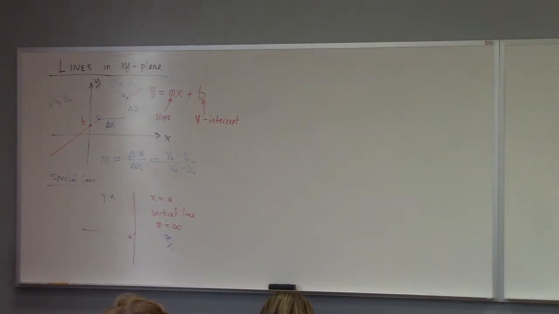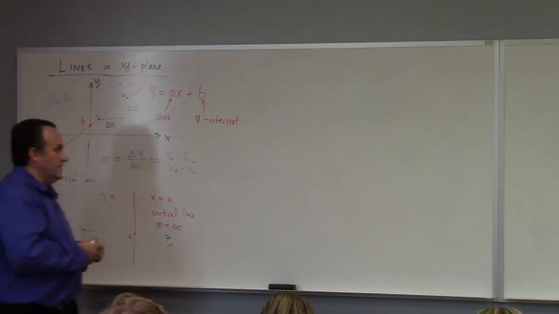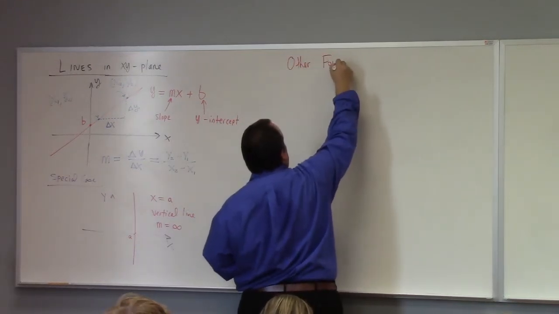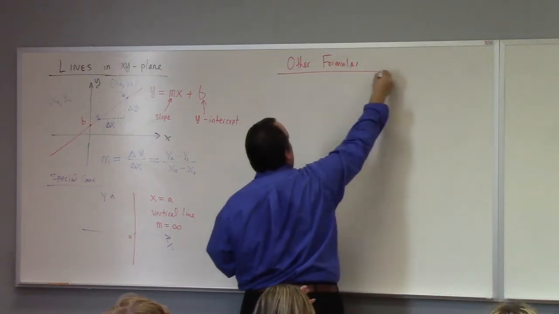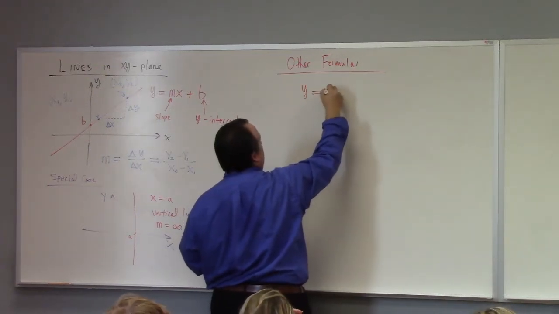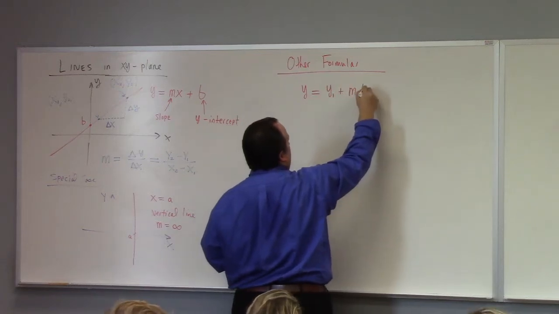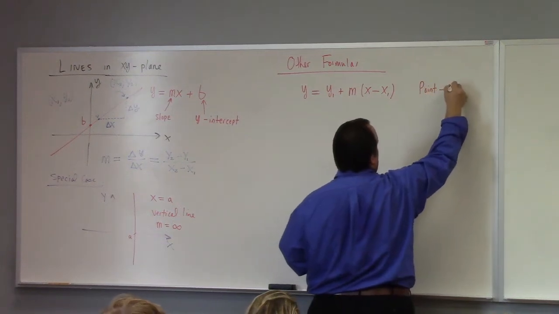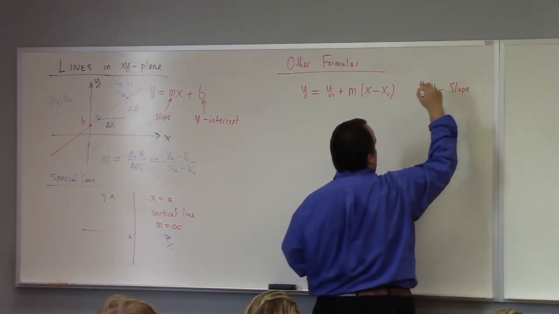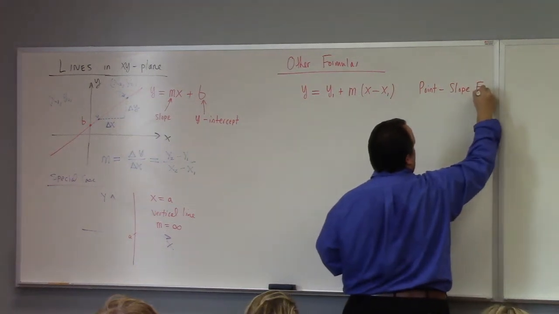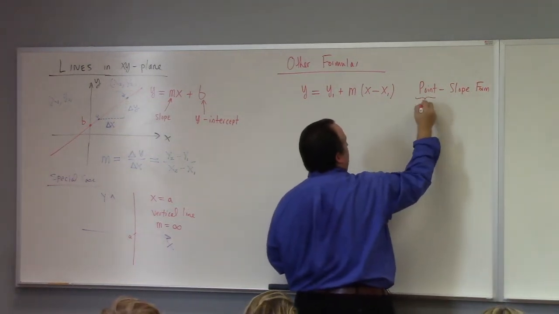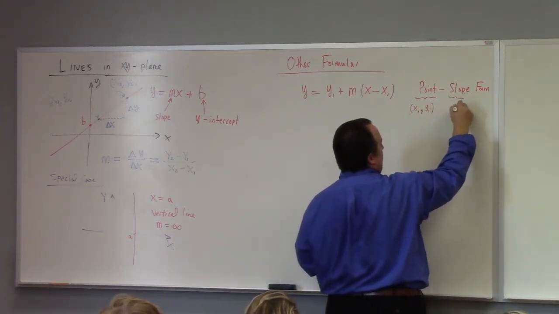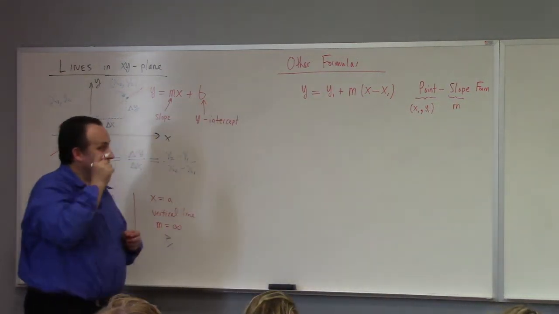Are we good so far? Other forms? Other formulas? We can talk about y equals y1 plus m times (x minus x1). This is the so-called point-slope formula. All right, point-slope form. The reason it's called point-slope form is because the point is (x1, y1) and the slope is m. This is the point-slope formula for a line.